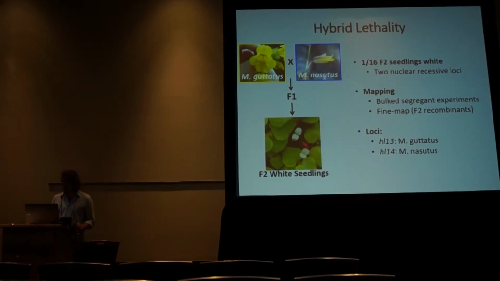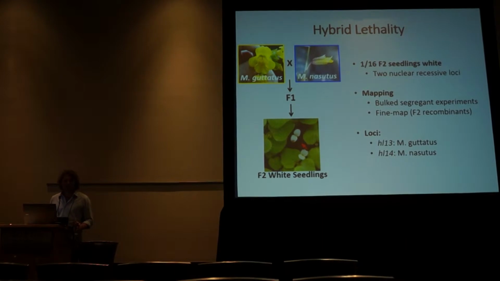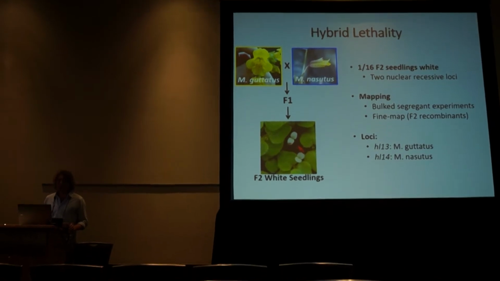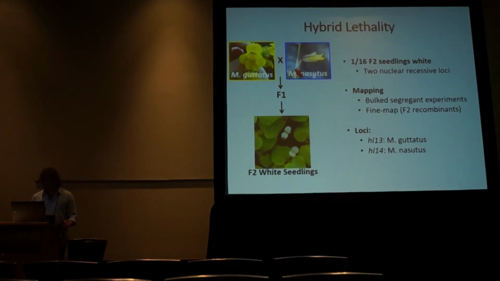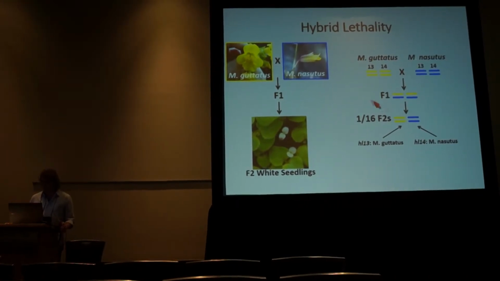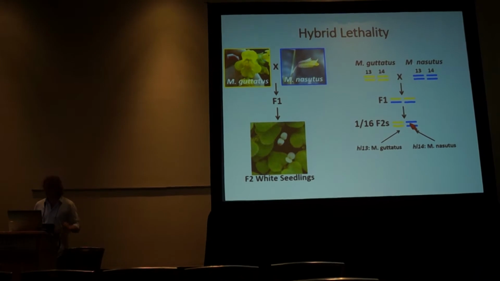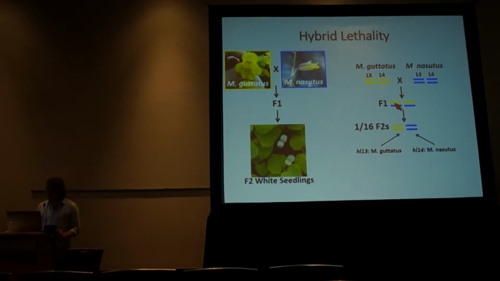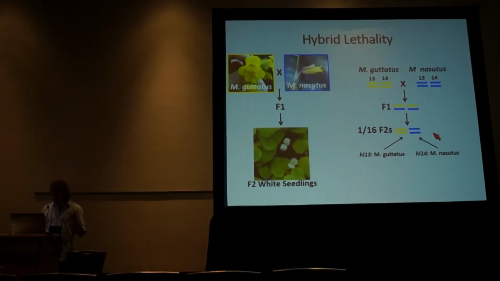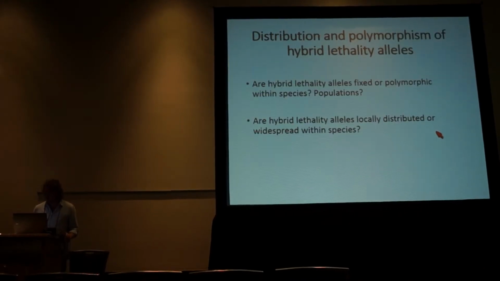So the punchline from this little part is to say that I have 2 loci that I call hybrid lethal 13, because it's on chromosome 13, and hybrid lethal 14. And those are the guttatus and nasutus components of this DMI in Mimulus. So for the visual people, you can see you have your F1 heterozygote, and 1/16 of F2s will be homozygous at 13 and 14 respectively, and that causes white seedlings. So we can genotype markers flanking both of those loci to characterize the alleles within populations throughout the range. And that's what I am going to talk about next.